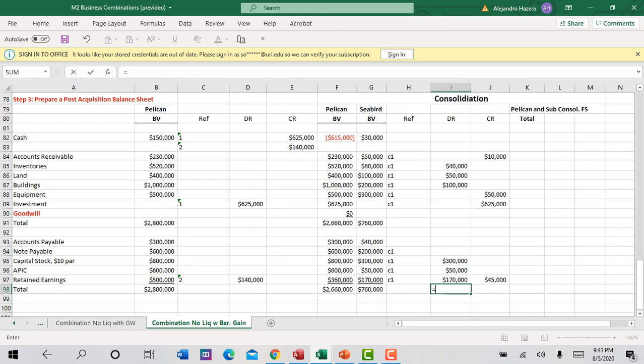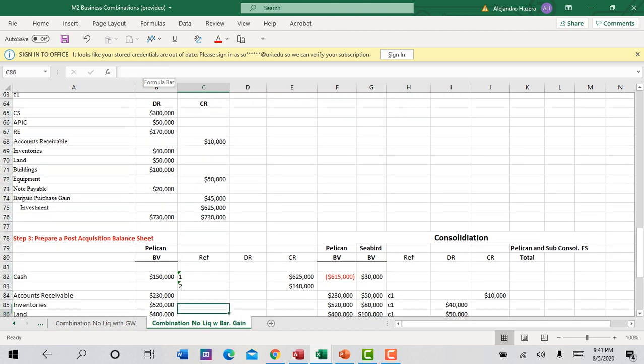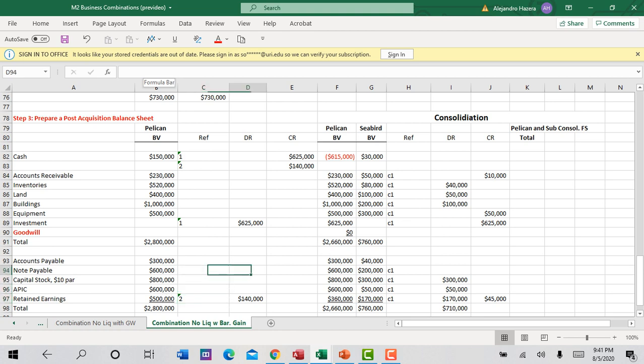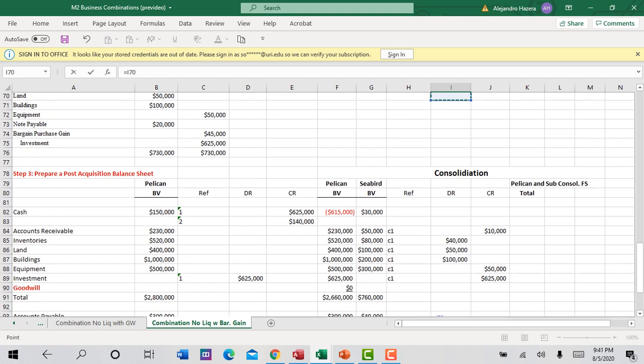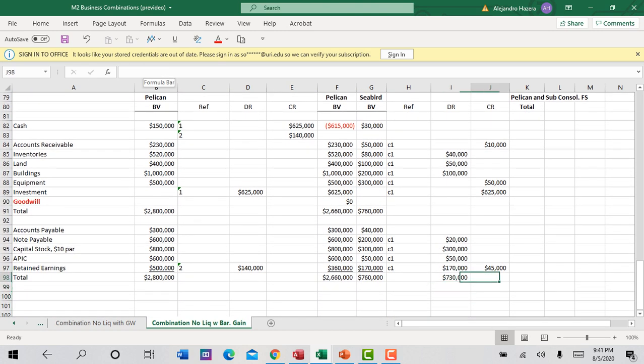Okay, I'm going to sum these up. Make sure we've got everything here. Hopefully, 710. I'm missing 20. There's a $20,000 adjustment somewhere here. Note payable. Okay, so note payable. We had a write down of the note payable for 20,000. Okay, and then we'll sum these up too. Make sure we get 730.